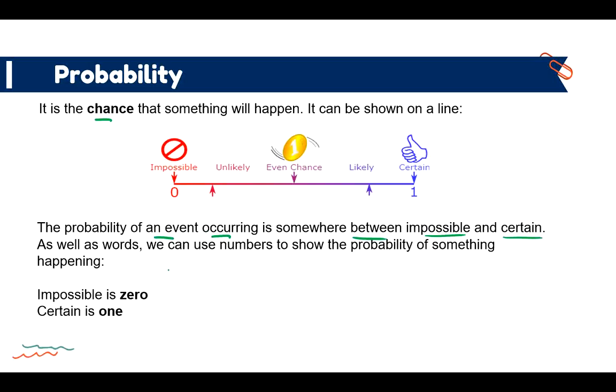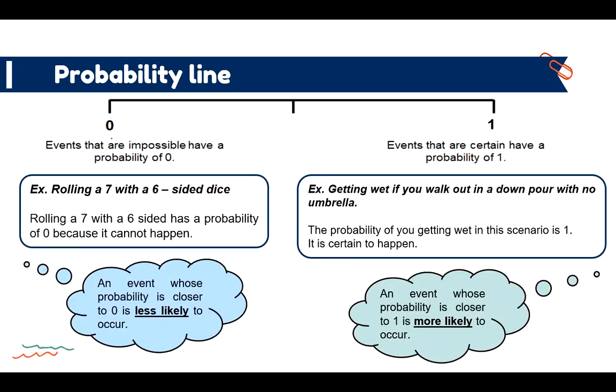As well as words, we can use numbers to show the probability of something likely to happen. Impossible is 0. So pag 0, meaning it is impossible to happen. Kapag 1, meaning it is certain to happen. Events that are impossible have a probability of 0.